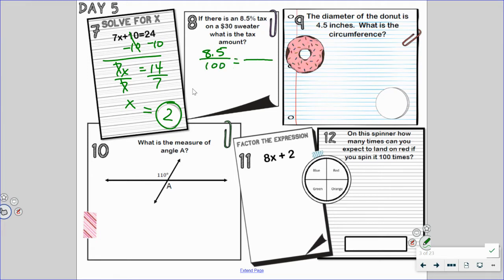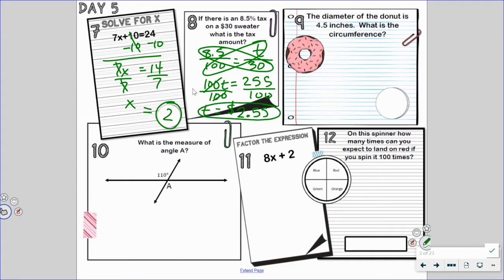8.5%. $30 sweater. You're looking for the tax. So 100 times some mystery number t is equal to 30 times 8.5, which I hope is 255, but I just did that mentally. Tell me if I made a mistake on Monday, please. Meanwhile, divide by 100, excuse me, and we'd get $2.55, which seems a reasonable answer for an 8.5% tax on a $30 sweater. 10% would be $3, right? So this should be a little below 3.